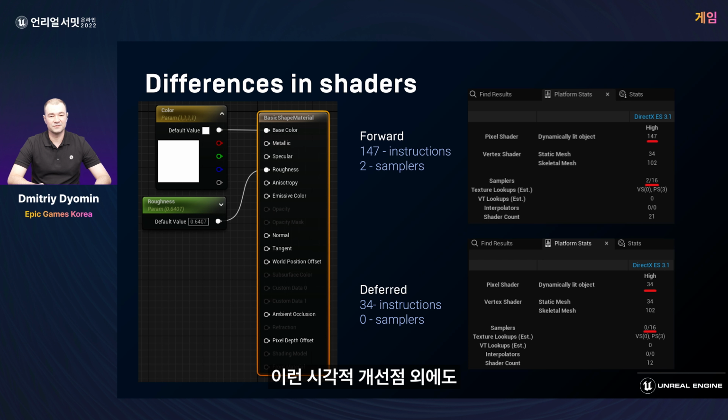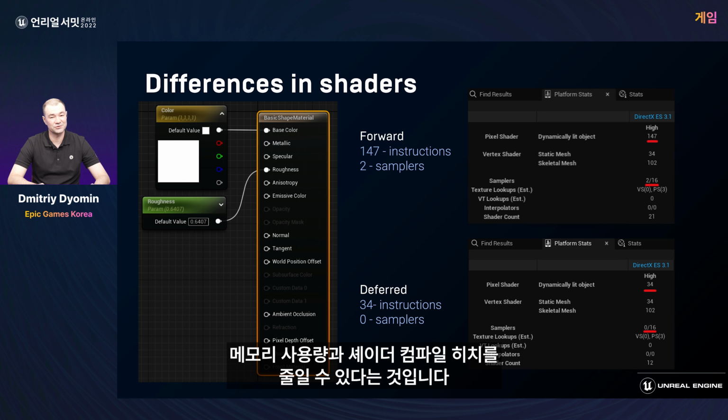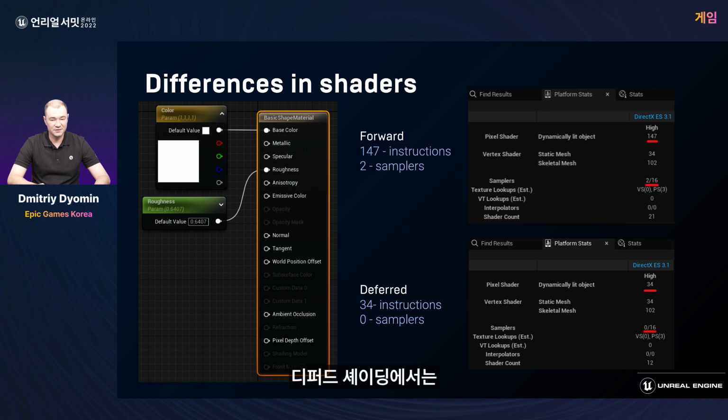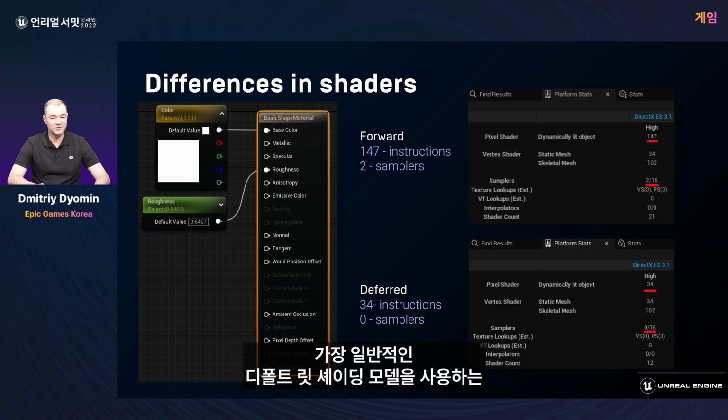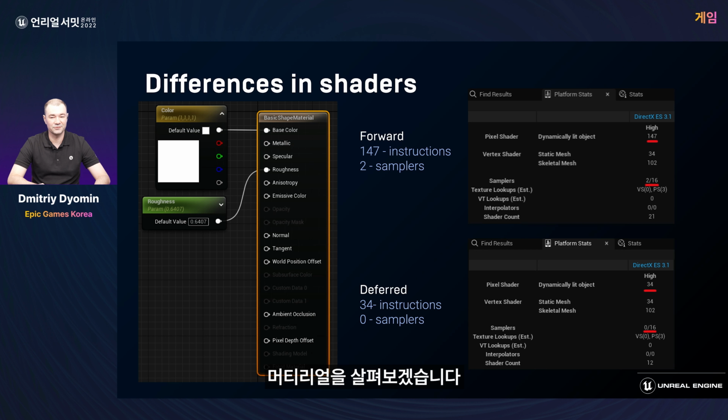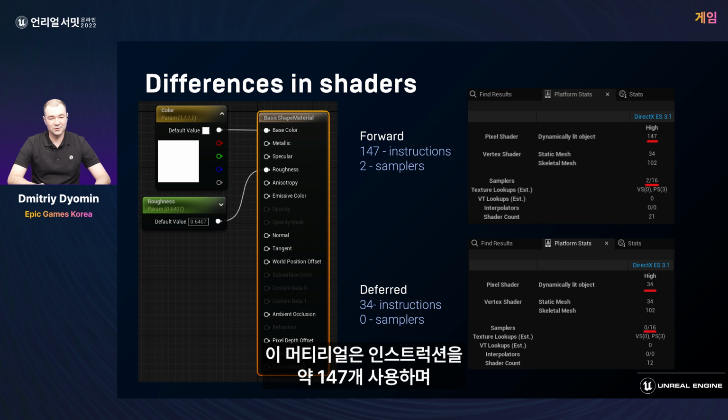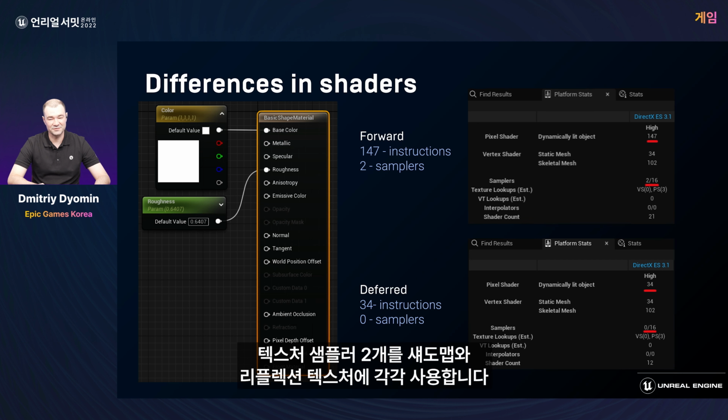Along with visual improvements, deferred shading has another benefit that can reduce memory usage and reduce shader compilation hitches. With deferred shading, all lighting is separate from materials. Let's take a look at a basic material that uses the most common default lit shading model. It does not use any textures and just provides constant values for material inputs. With forward shading, this material will use around 147 instructions and 2 texture samplers.